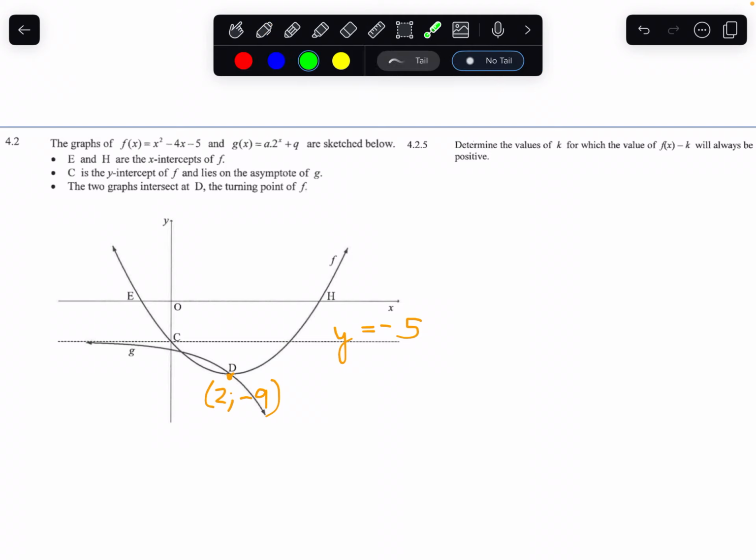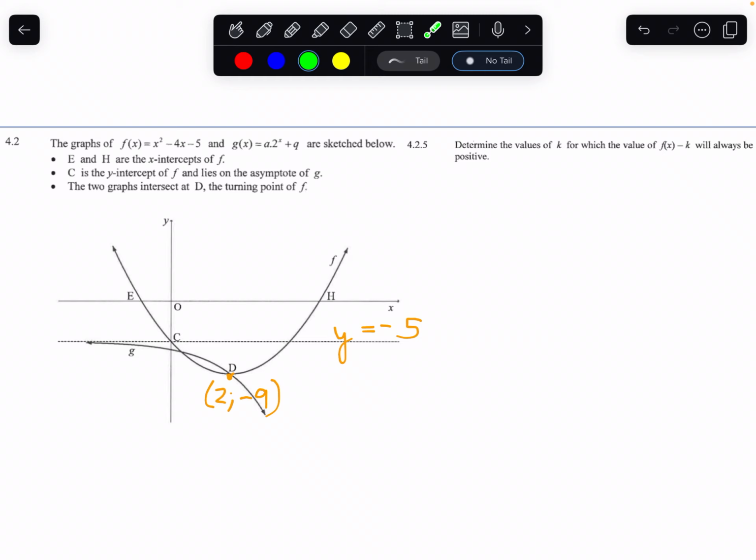Right, so we want to figure out for which values of k, and this minus k, right, because we are adding or subtracting a number to the function, if that makes sense. So that means that we are translating it vertically, right? We're moving it up or down. If we're adding it to the x, right, to the input directly, then we'd be moving it left or right. I hope that makes sense.